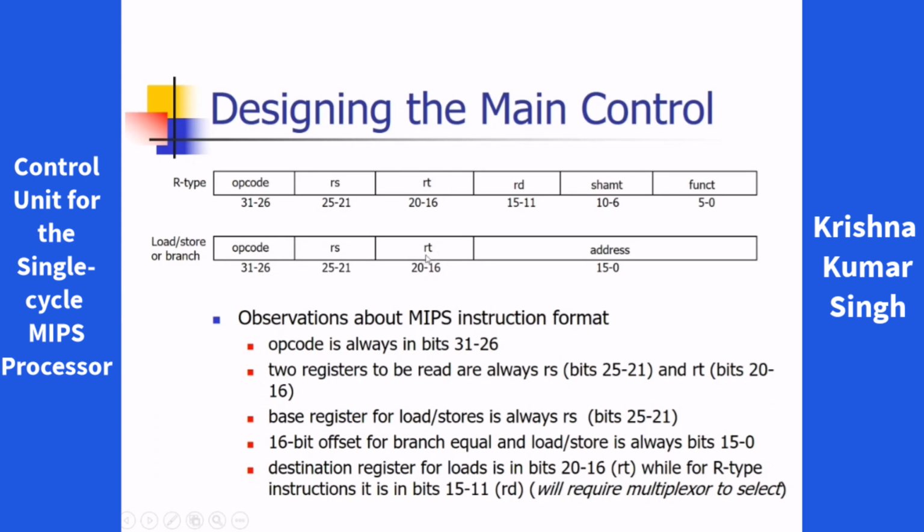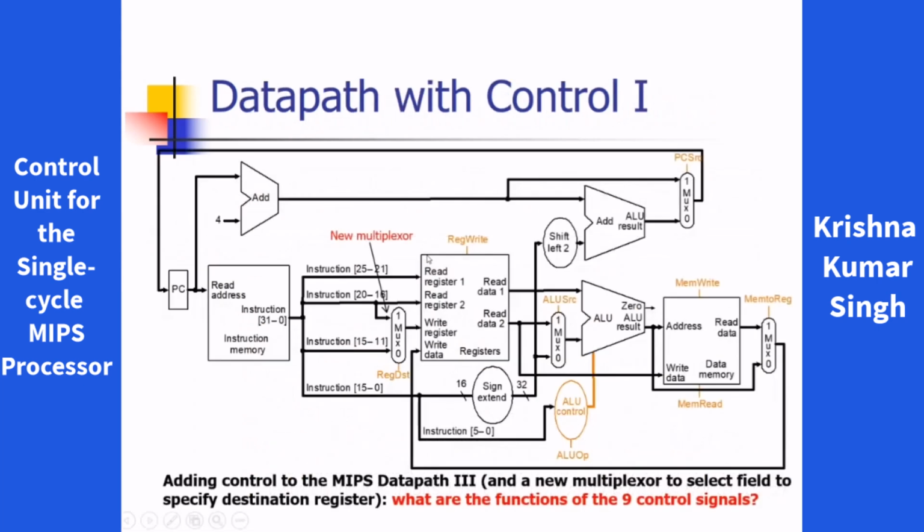As you can see, the input 0 of the multiplexer comes from the Rd field, and it is appropriate for the R-type. And the other input of this multiplexer comes from the Rt field, which is appropriate for the load instruction. So RegDst is the name of the control signal of this multiplexer.